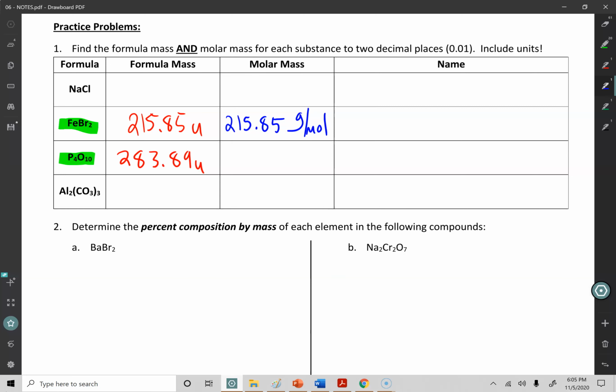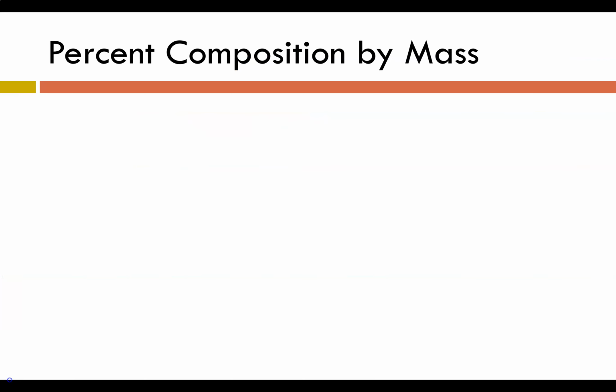Same deal for a covalently bonded molecule. The number stays the same. The units are what change. Again, molar mass is going to prove to be much more useful for us, especially as we get moving in this unit and really throughout our study of chemistry, than formula mass, but it's the same calculation. All right, let's get back to the notes.